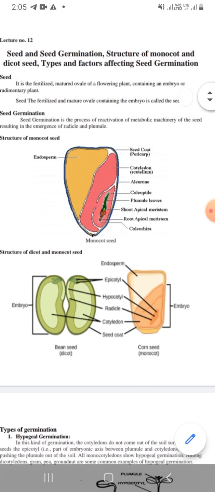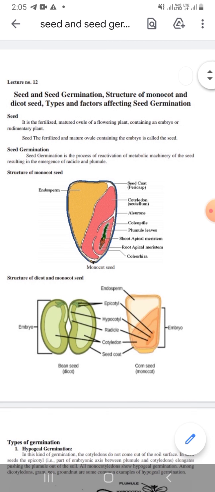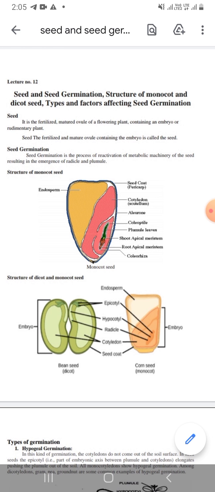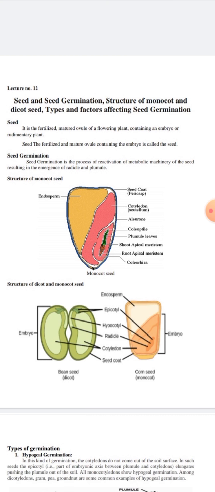What is meant by seed? A seed is a fertilized mature ovule of a flowering plant, containing an embryo or rudimentary plant. Or a seed is also defined as a fertilized and mature ovule containing the embryo. This is simply the definition of a seed.